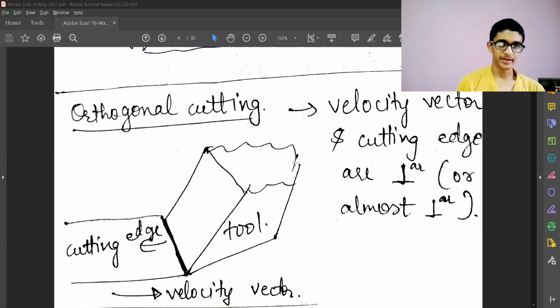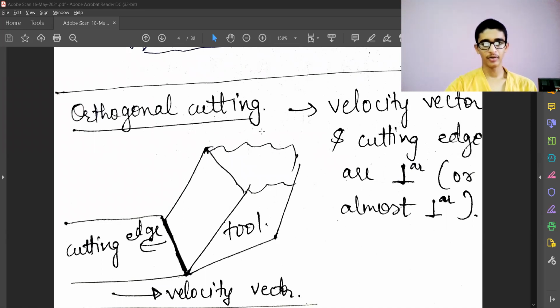So before starting with the chip formation, let me introduce you to orthogonal cutting and non-orthogonal cutting. Orthogonal cutting means the velocity vector and the cutting edge are perpendicular or almost perpendicular. This is the cutting edge, this is the velocity vector. And in most of the cutting processes which we have seen, such as turning or milling, orthogonal cutting is not observed.